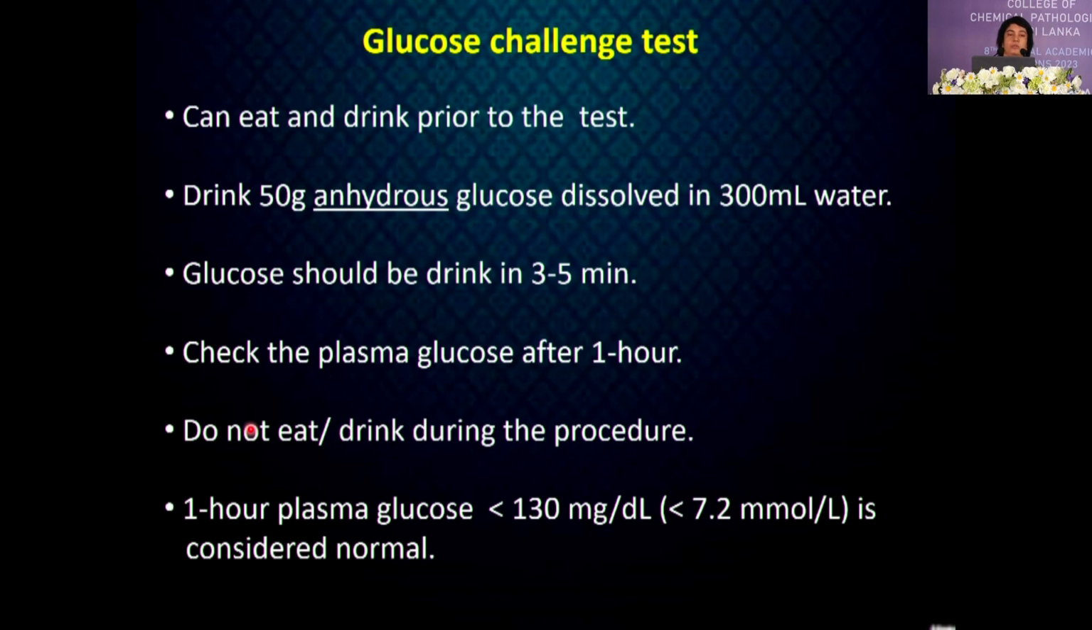Few things about the glucose challenge test. Here no fasting is needed. The patient has to drink 50 gram anhydrous glucose dissolved in 30 ml water, and the glucose should be drunk in 3 to 5 minutes, and then the first hour plasma glucose value is checked. The first hour value less than 130 is considered normal.